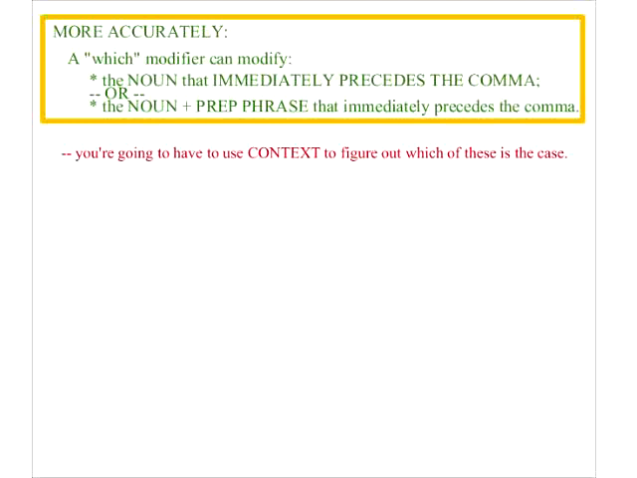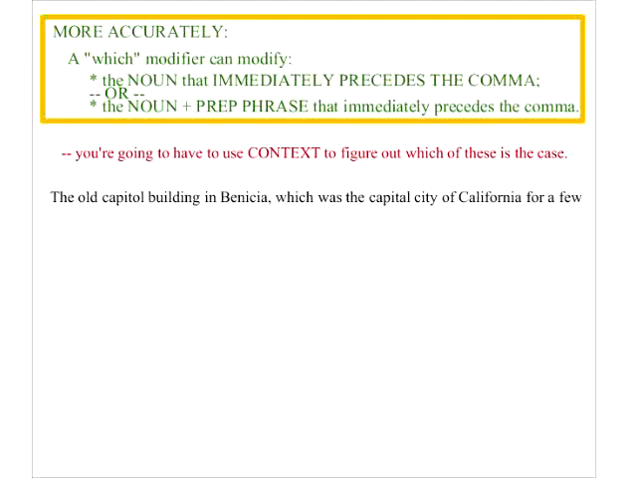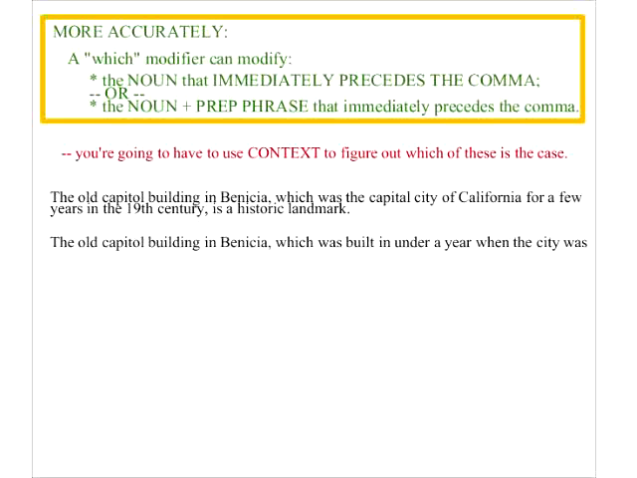So let me just give you two examples. If you say the old Capitol building in Benicia, which was the capital city of California for a few years in the 19th century, is a historic landmark, versus the old Capitol building in Benicia, which was built in under a year when the city was designated capital of California, is now a historic landmark.